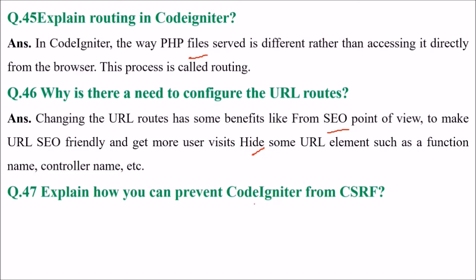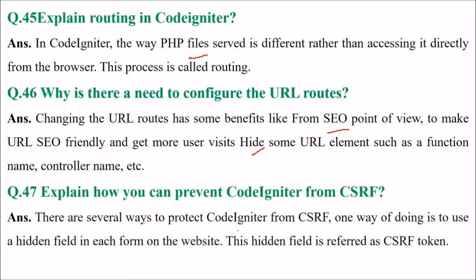Explain how you can prevent CodeIgniter from CSRF. We have already seen this. There are several ways to protect CodeIgniter. One way is to use a hidden field in each form on the website, and this hidden field is referred to as the CSRF token. We have discussed this earlier, so we'll just leave it like that.